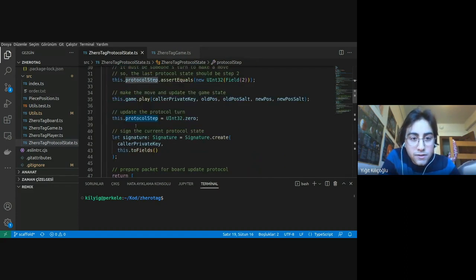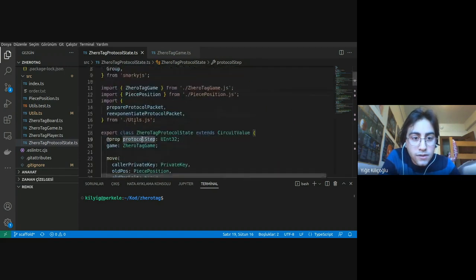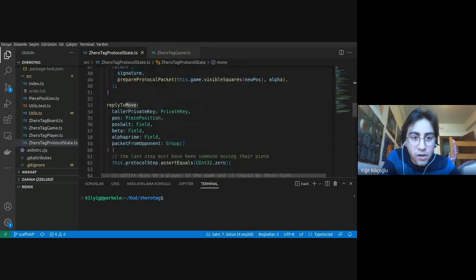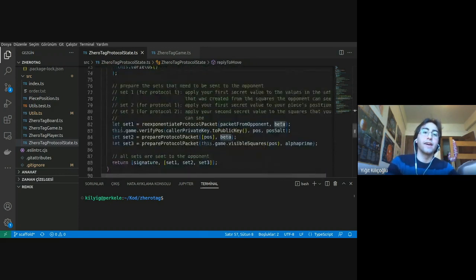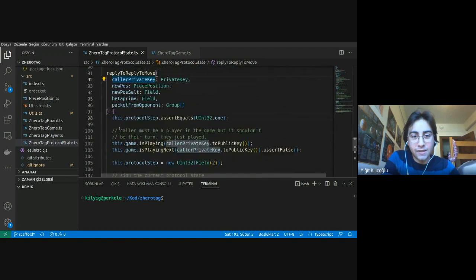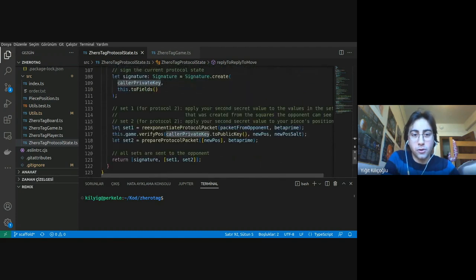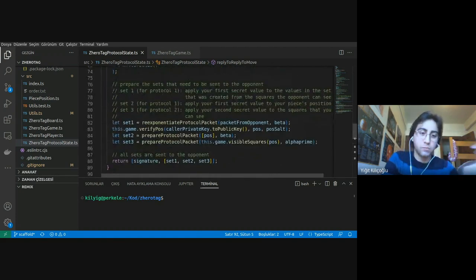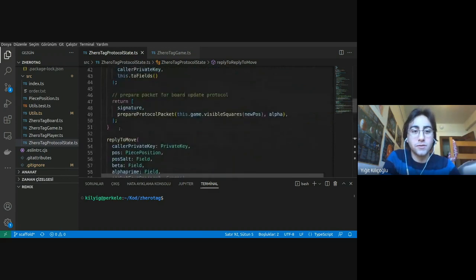And the players hold the move methods, the reply to move methods, and I didn't have a better name for it, reply to move, to complete the entire process. And at the end, it just loops around. And then the other person starts with move again.